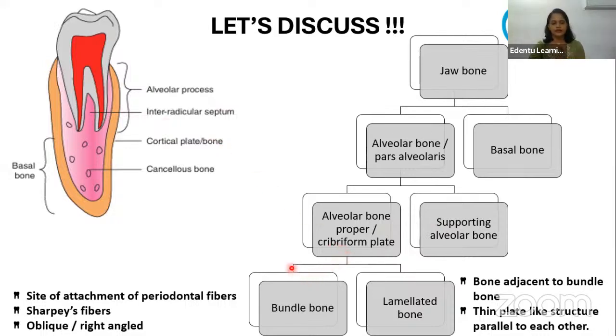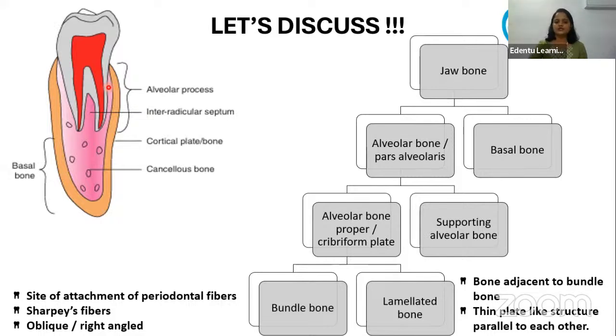The alveolar bone proper is again divided into two: the bundle bone and the lamellated bone. The bundle bone is the site of attachment of periodontal fibers to the bone. To this bundle bone only, the periodontal fibers will get attached, and those fibers are called Sharpey's fibers. Remember the name, Sharpey's fibers will get attached to the bundle bone. You can see a lot of Sharpey's fibers in the histological section of the bundle bone, and usually they are attached at oblique or right-angled areas.